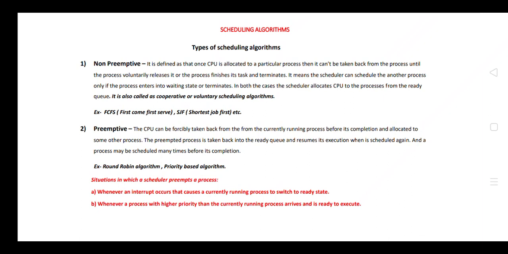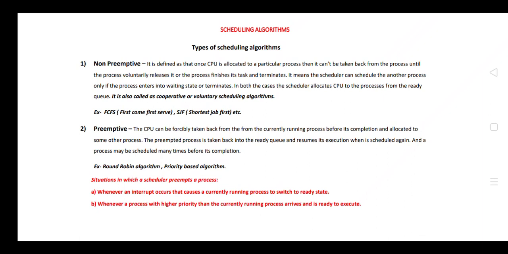One is that whenever an interrupt occurs that causes the currently running process to switch to the ready state. Suddenly, if any interrupt occurs, then the currently running process will move to the ready state, and the moment it moves to the ready state we can schedule another process.